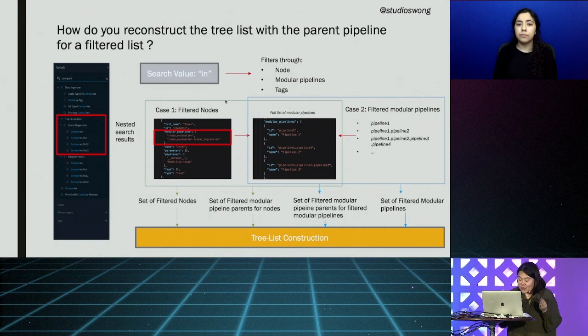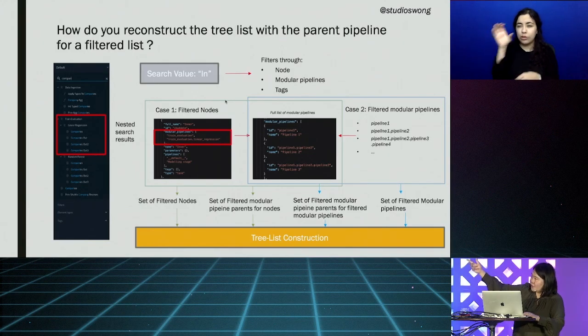So our current search feature ties in our select set of benefits of Redux, in that we will first filter out the set of nodes, as you can see here, using our search value. Let's say the search value is IN. And then we will first filter out the nodes, modular pipelines, and the tags that contain that keyword. So with tags, it's to consider the parents for those as well.